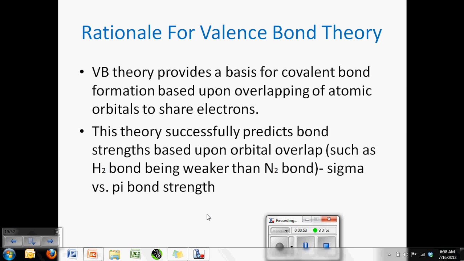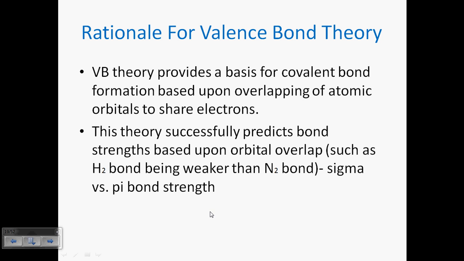The highlight of valence bond theory is that this theory successfully predicts the bond strength and bond length in terms of orbital overlap. For example, hydrogen bond strength versus nitrogen bond strength. Valence bond theory says that nitrogen bond strength will be greater than hydrogen bond because nitrogen bond is triple bonded while hydrogen bond is only single bond. And triple bond, because of presence of three bonds, greater overlapping, more sharing of electron, higher electrostatic forces, is stronger as compared to hydrogen bond.